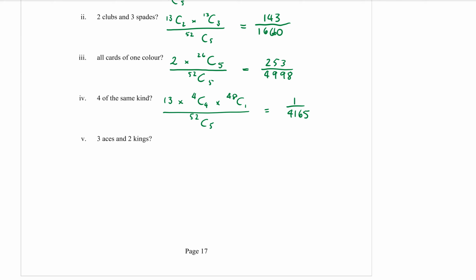Great. That's okay. All right, and last one of these, 3 aces and 2 kings. So there are 4 aces in the deck, and I need 3 of them. So 4C3 times. Now I need 2 kings. Again, there are 4 to start with, and I need 2 of them. Over 52C5. Anyone get an answer for me? 108,290. 208,290, that's what you said? Yep. Great. Okay, on to the next page.